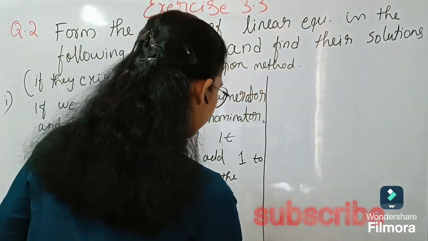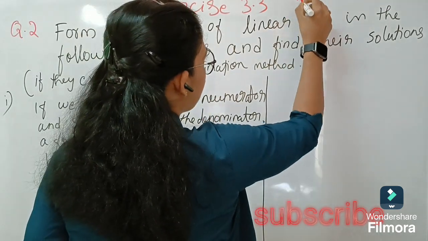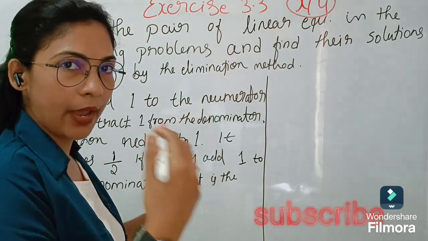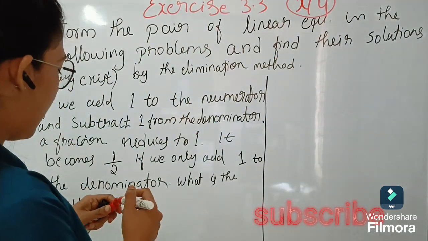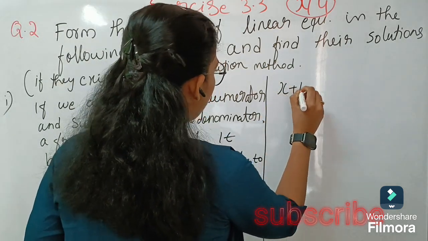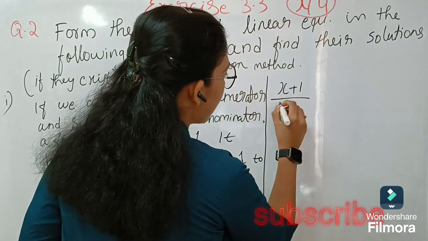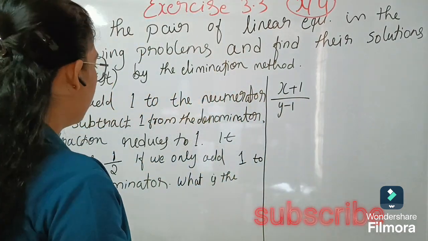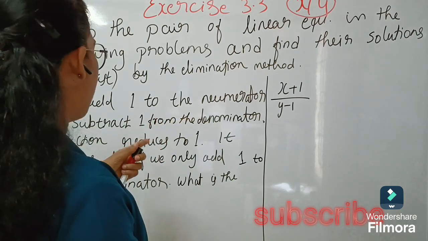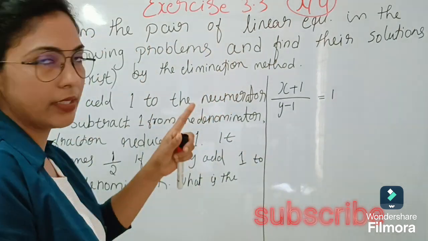As usual, we have to find x by y. This is our fraction; we don't know what it is, so we have to find it. If we add 1 to the numerator, that is x plus 1, and subtract 1 from the denominator, that is y minus 1, then the fraction reduces to 1. So this is the first condition.